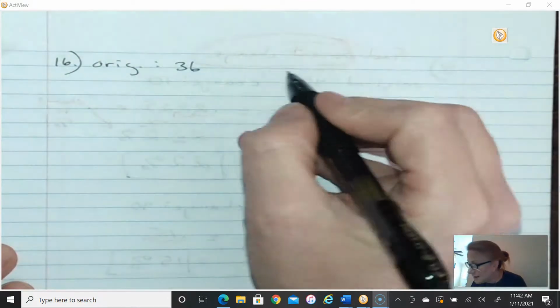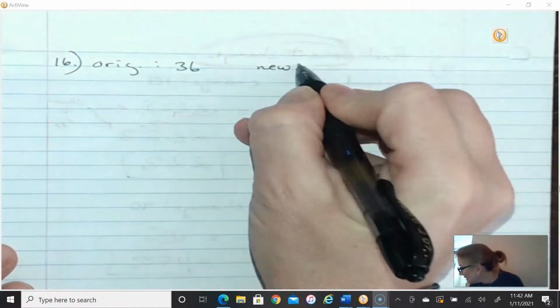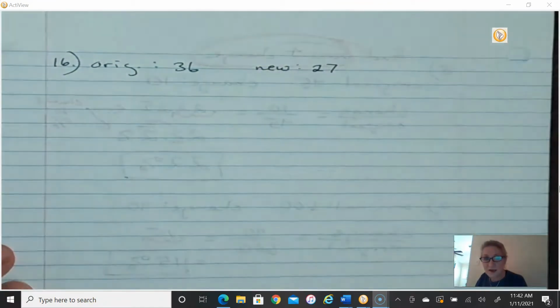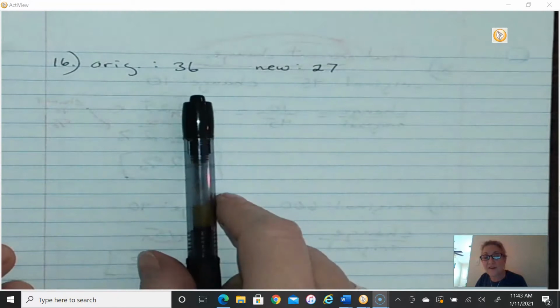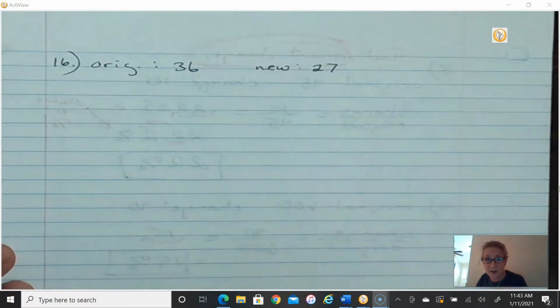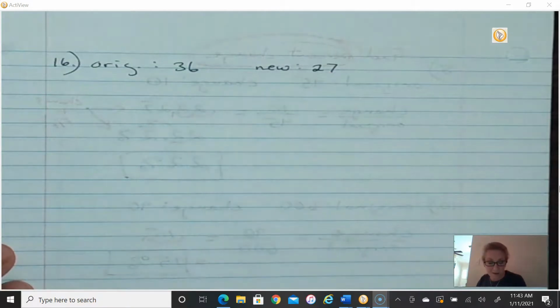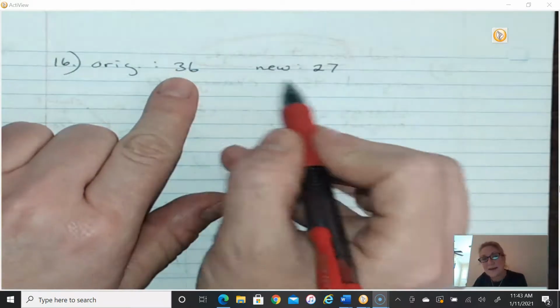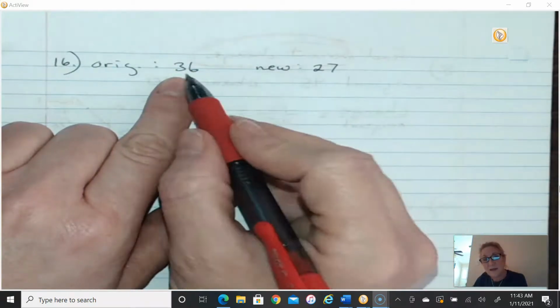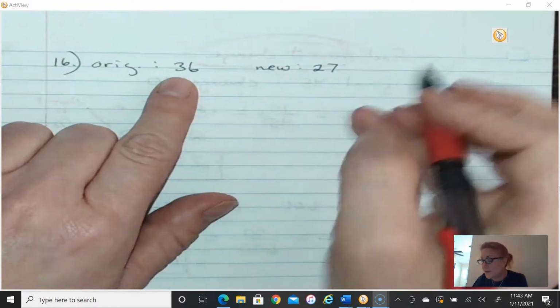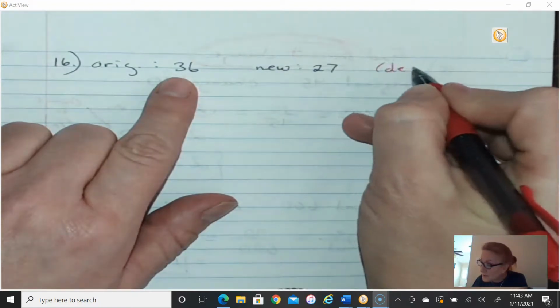Let's do 16, because I just did one of these, and I'd rather do a couple. So 36, and then the new amount is 27. Okay, so here we go. We're looking again for percent change. First, the original is 36 and the new is 27. I'm getting my calculator out because I haven't done this one before. So, did we increase or did we decrease here? Going from 36 to 27, that is a decrease.